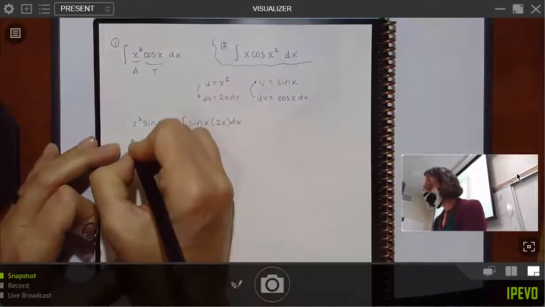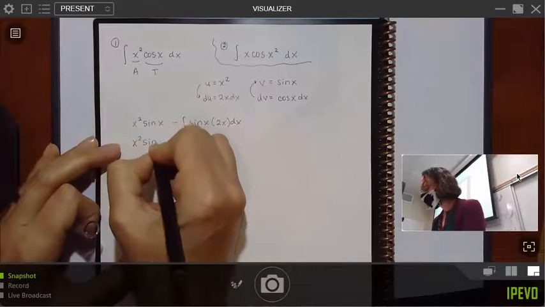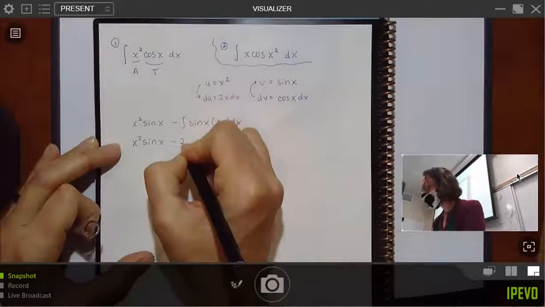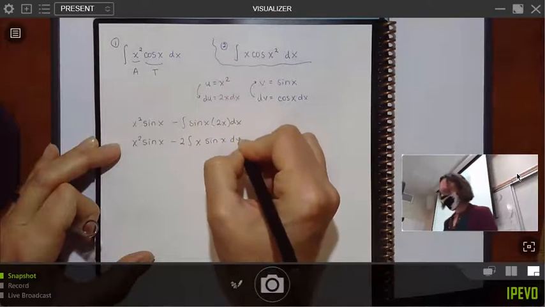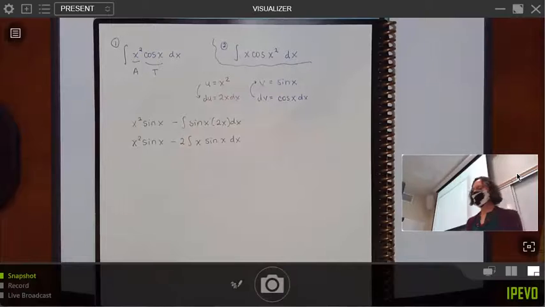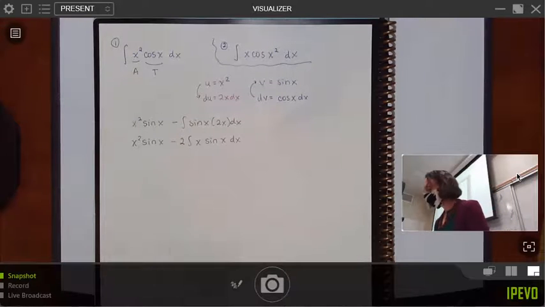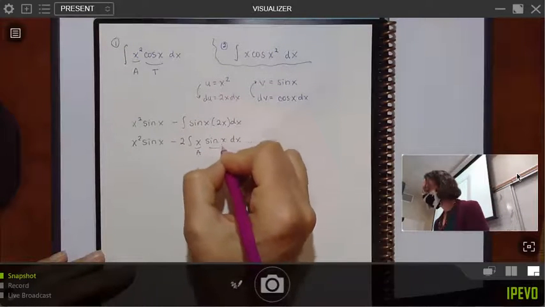I always pause to recollect my thoughts here. Throw all my numbers out in front so that they're not in my way. And then I'm going to look at this and say, well, it's still a mixture of algebra and trig, and I still don't have anybody's derivative in there. So I guess I'm going to have to do it again.